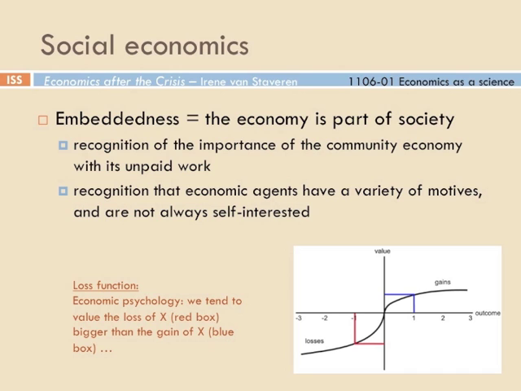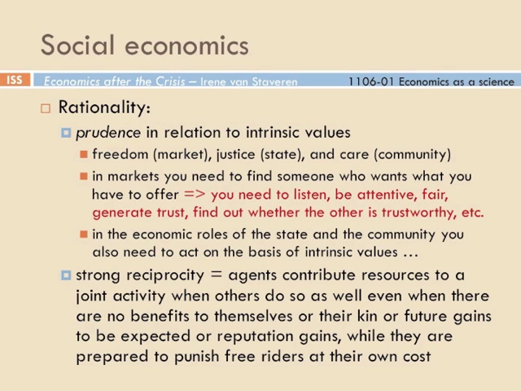The first theory to be discussed is social economics. Social economics includes lots of sociology and psychology. Rationality in social economic theory always involves values.